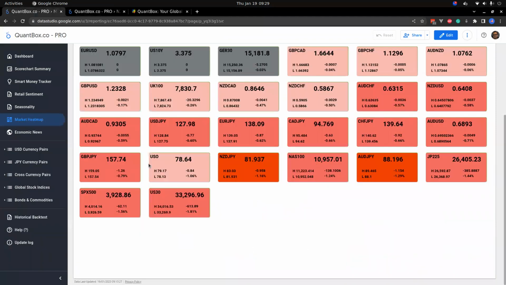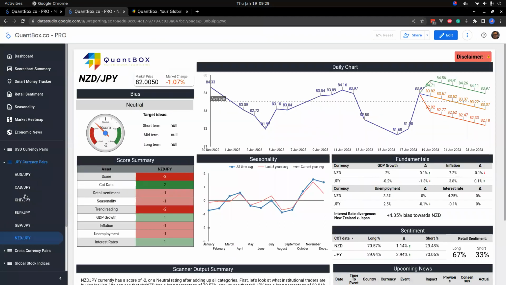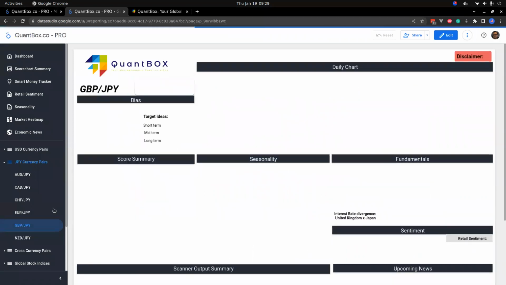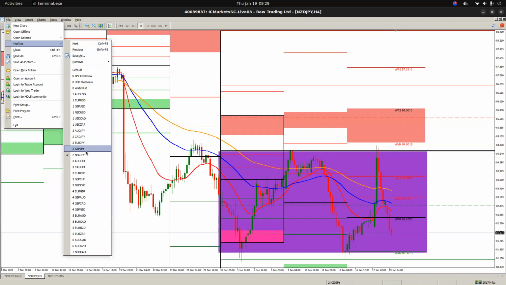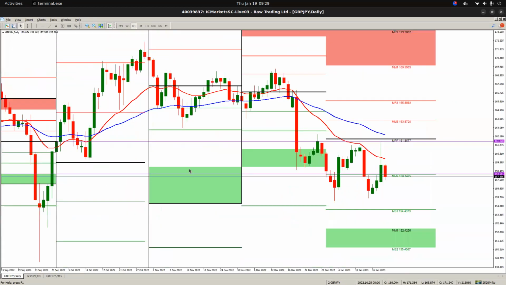Okay, so Kiwi Yen, Pound Yen. Been quite bearish lately. Strong sell still. Okay, cool. Pound Yen. Let's take a look. Pound Yen. Okay, let's just trap price in this little range here.